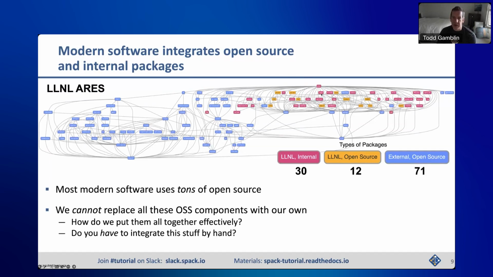The pink nodes here are Livermore internal libraries. So you've got components that are developed internal to Livermore that we don't distribute anywhere. The yellow components here are open source components developed at Livermore. So they're ones that are developed mainly by Livermore staff, but that are open source. And then the blue stuff is external open source. So you can see that 83 packages out of this code, the vast majority of them are open source. And there are very few codes, even proprietary ones today, that don't rely on a ton of open source packages that we have to integrate.